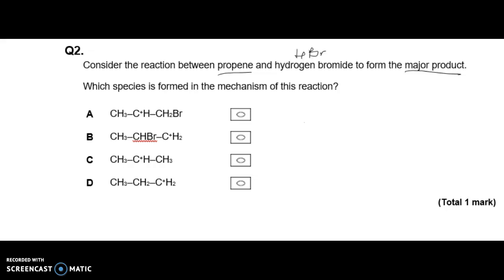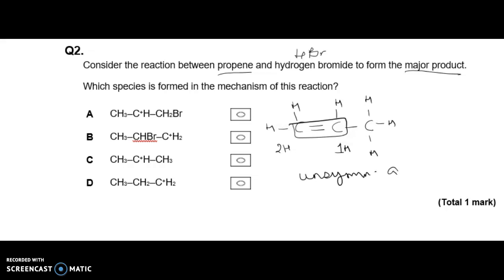Now, propene is an unsymmetrical alkene. So propene has got 3 carbons. So if I just show hydrogen in this way. Now, this is a double bond. On this particular double bond, this carbon has got 2 hydrogen atoms, whereas this carbon only has 1 hydrogen atom. Therefore, this is an example of an unsymmetrical alkene.